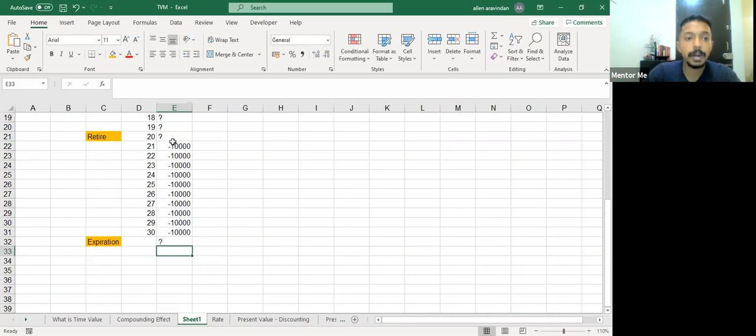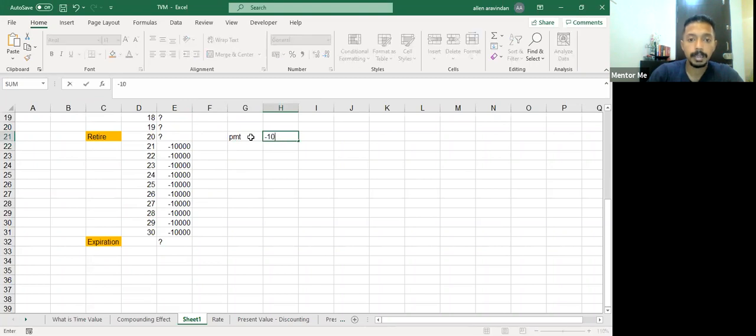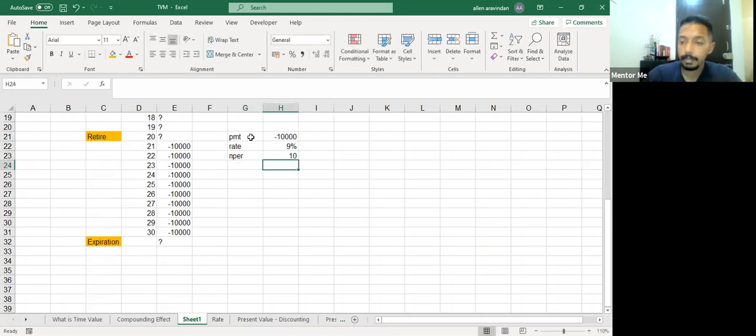Second part of the question, forget about what happened between 1 and 20. Now we are dealing with 20 and 30. Think of it as a new case. So from 20 to 30, somebody is telling me that there is a PMT of minus 10,000, which I can clearly see out here. The rate has remained 9%. The NPER is another 10 years, right?